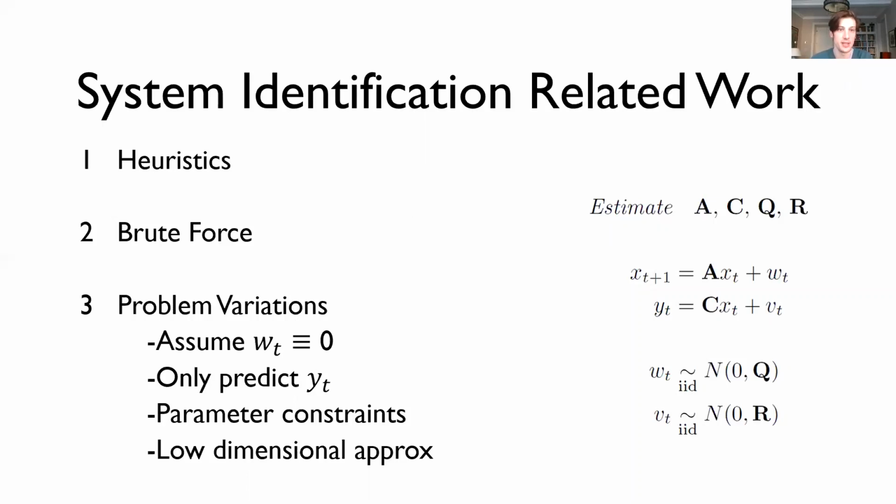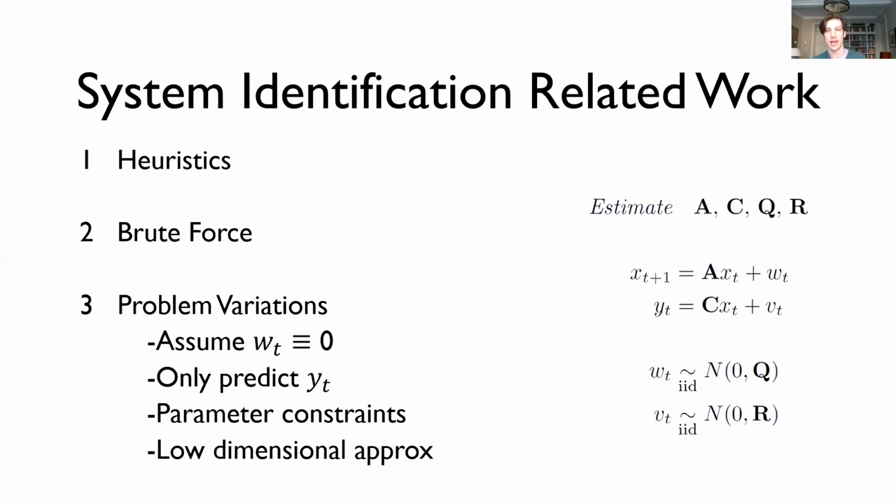Change the problem is the third category. Like you could assume that there's no process noise, and then that can be solved with a gradient descent-like approach. If you only want to predict the y's, you can construct a model that mimics the LDS for predicting the y's, but we actually care about the x's. You could place constraints on the parameters. And then there's recent work on low-dimensional approximations to the system.